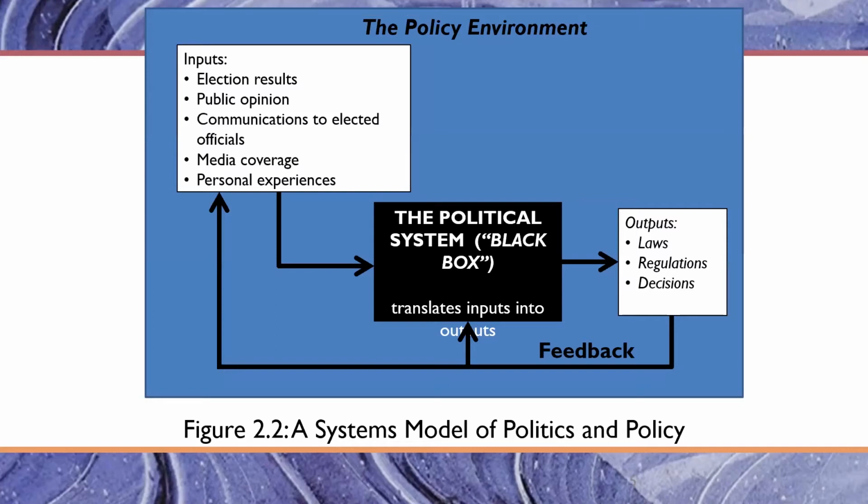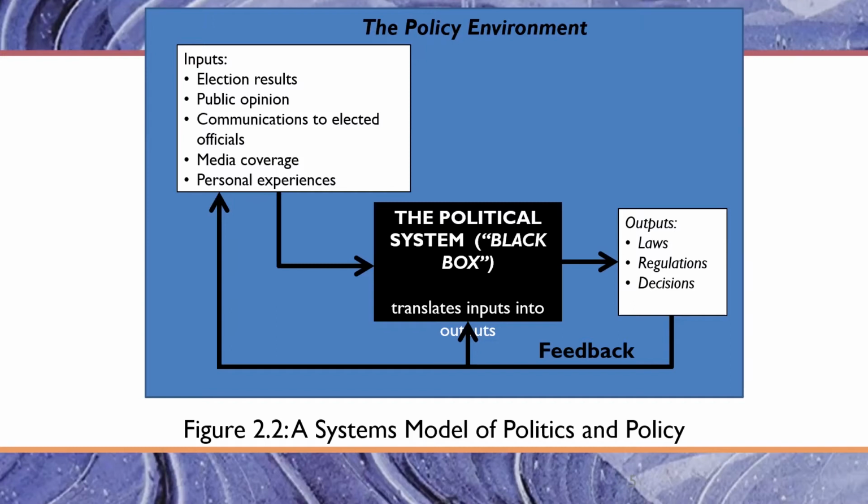So now let's look at figure 2.2 in the book, which is the systems model of politics and policy. You can take a look at it in the textbook, but the way I've drawn it, the big blue box is the policy environment that shapes both the inputs into the system and the outputs. And then that political system, or black box, is the thing that translates inputs into outputs. And what I would suggest is that the policy cycle that I just showed, or the stages model, is one way of making sense of that black box.